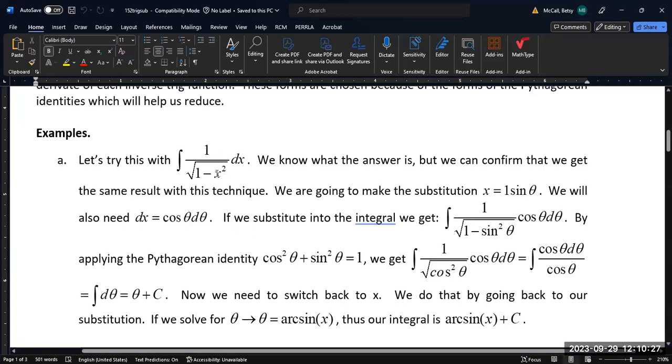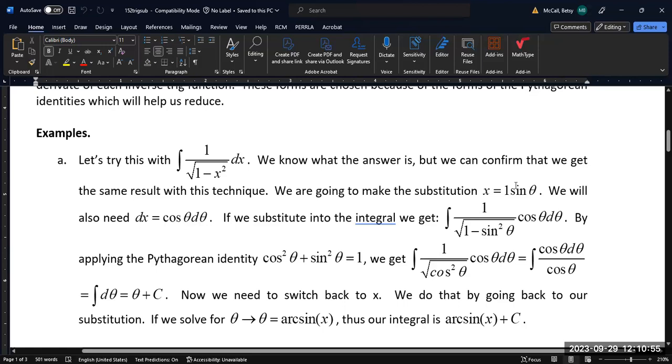All right, so we have this integral, and we know that because this is a constant squared minus a function squared, that's going to be our sine substitution. Our a squared here is 1. That means a is 1. And we just have x squared here, so our function is x. And so we're going to let x equal 1 sine theta.